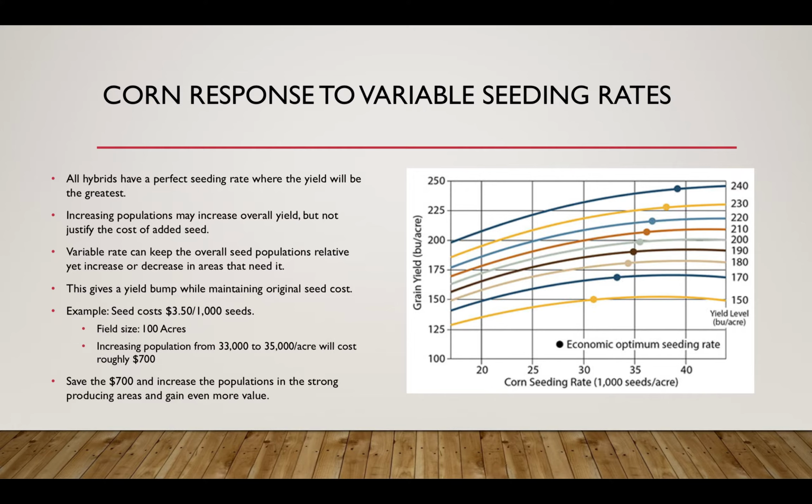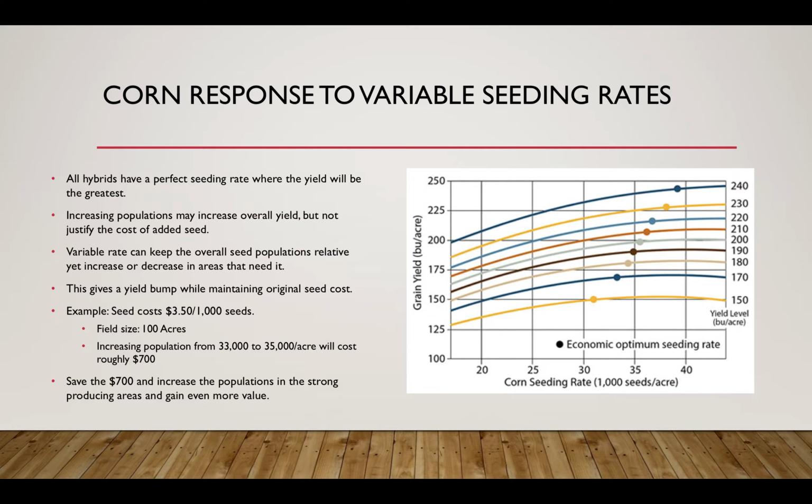Because if you just increase your population, variable rate technically cannot be saving you any money, because you're just going to be putting more seeds out there that's unnecessary. Just as an example, let's say that for 1,000 seeds, it costs $3.50. So you have 100 acres. You're planning on roughly increasing your population from 33 to 35,000. That will cost about $700. Now you may say, well, Ben, why? $700 really isn't that much, but you have to take into consideration that was only on 100 acres there. So if you're farming 3,000 acres, that $700 isn't going to be $700.